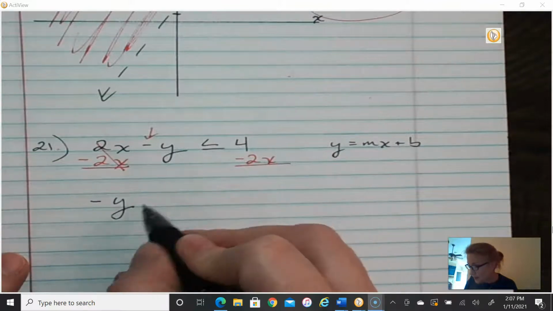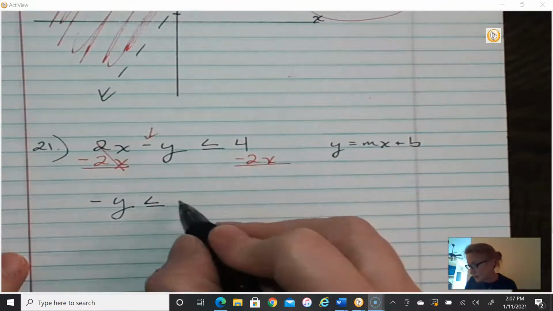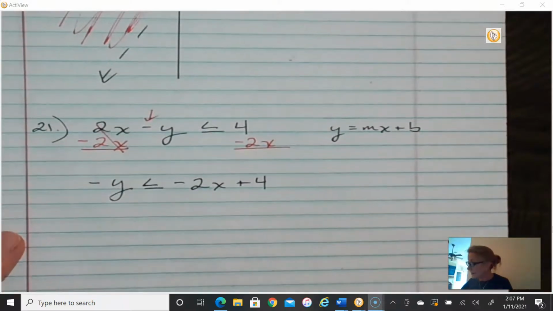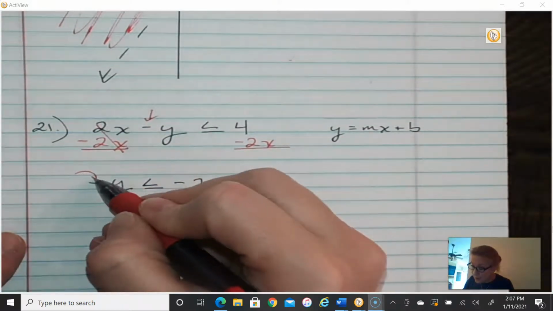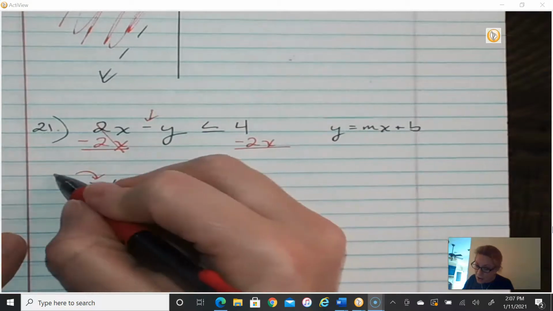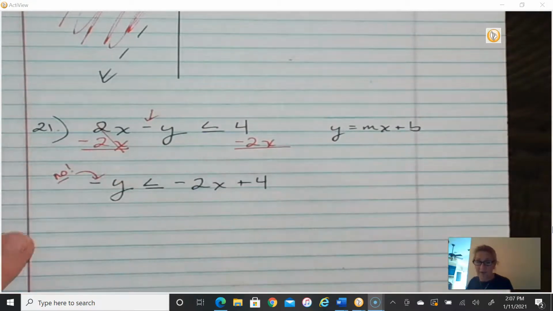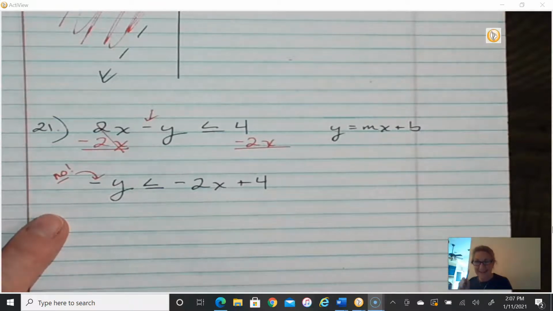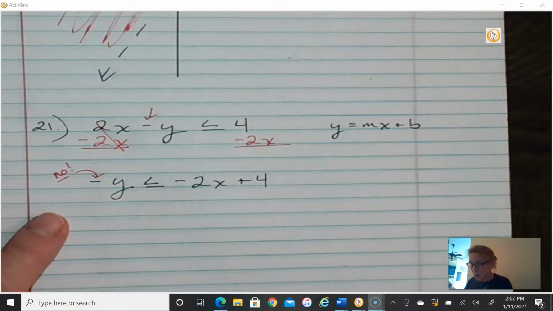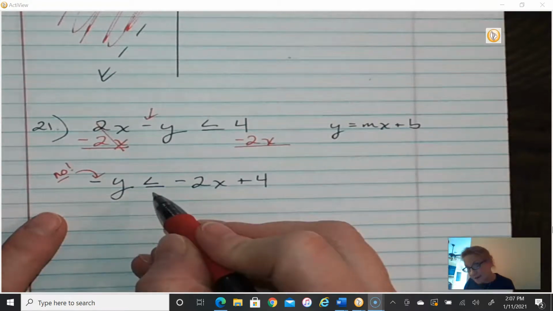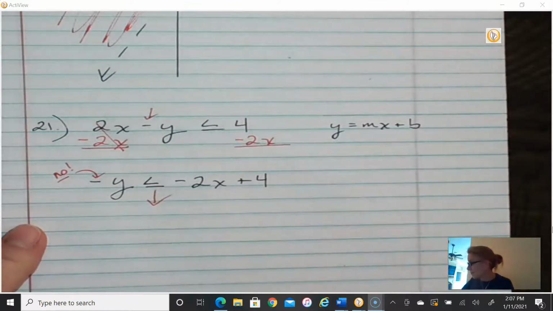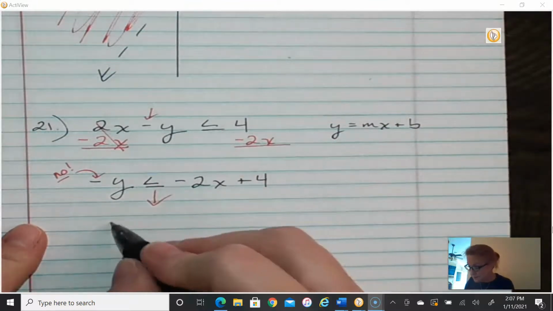Negative y less than or equal to negative 2x plus 4. All right, now, can I have that negative? No, you cannot have that negative, so y'all know what to do. Now, guess what? Some of you probably remember what happens to the inequality sign when I do that. Yep, y'all remember. You flip it.